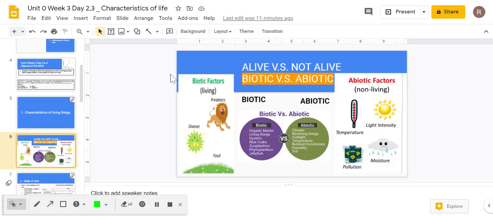There are abiotic and biotic factors within every environment. Okay, those biotic factors are going to only be able to stay alive due to abiotic factors.